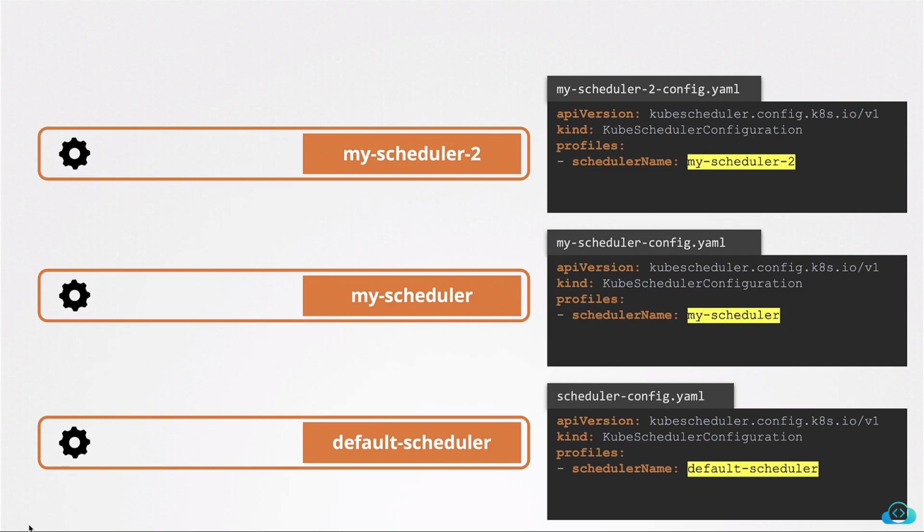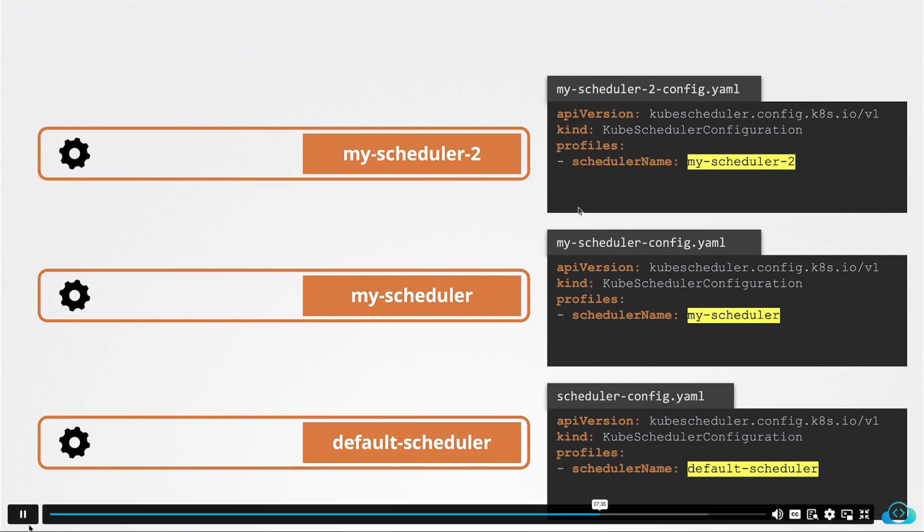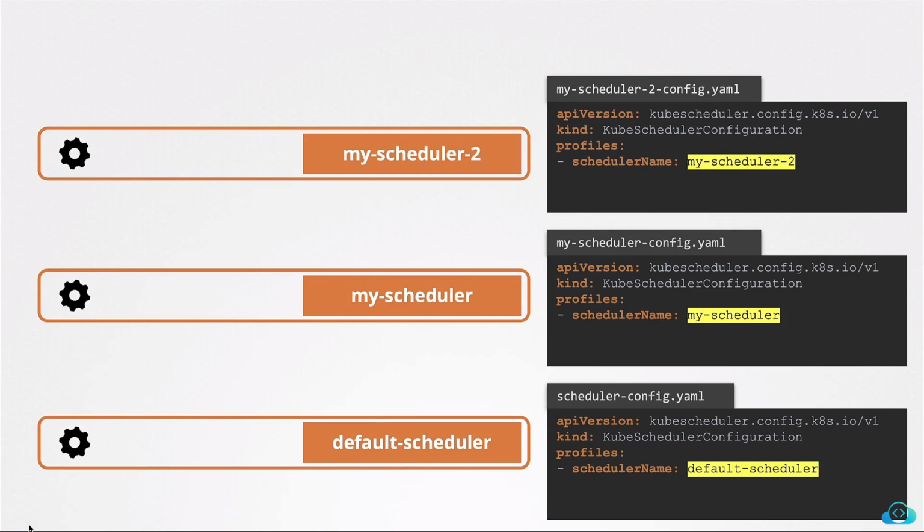Now the problem here is that since these are separate processes, there is additional effort required to maintain them, and also more importantly, since they are separate processes, they may run into race conditions while making scheduling decisions. For example, one scheduler may schedule a workload on a node without knowing that there's another scheduler scheduling a workload on that same node at the same time.